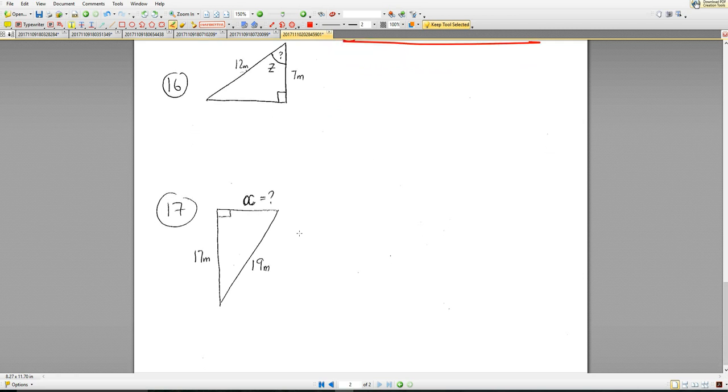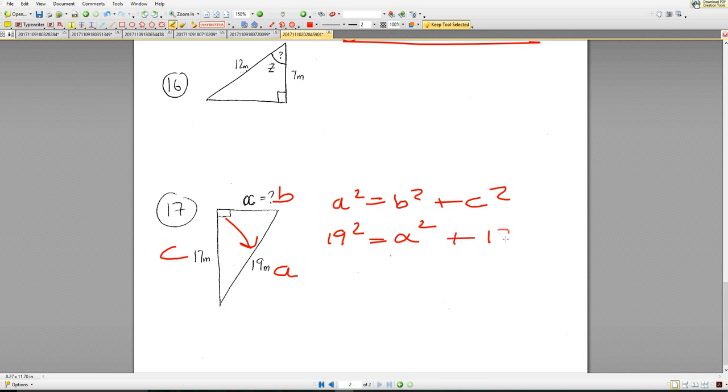Last two questions. I'm going to do number 17 first. That's also Pythagoras. So opposite the right angle is always the hypotenuse a, and b and c can be given in any order. So we say a squared is equal to b squared plus c squared. Our a is 19 squared. Our b is the alpha squared, is the Greek symbol, plus c, which is 17 squared. Now, because we want to work out the alpha symbol in this particular question, we need to solve for alpha. So we need to get rid of the plus 17 squared. So it becomes 19 squared minus 17 squared equals the alpha squared.